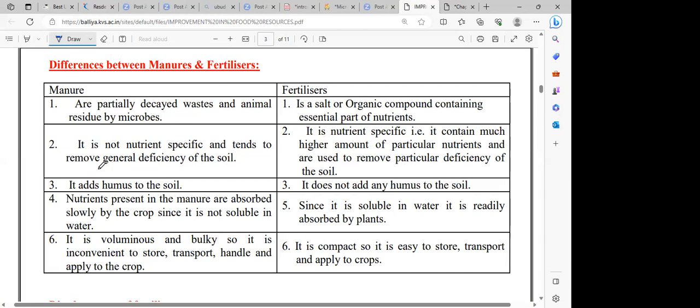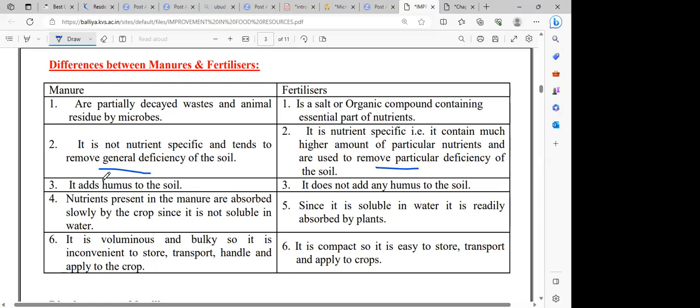They remove the general deficiency, right? But fertilizers remove the particular deficiency. Clear? Manure adds humus to the soil. Fertilizer does not add any humus to the soil. For example, your body is paining, so you took a painkiller. That's general, right? But for example, you are having fever and you take paracetamol. That's a fertilizer. It will remove only a particular disease, right?